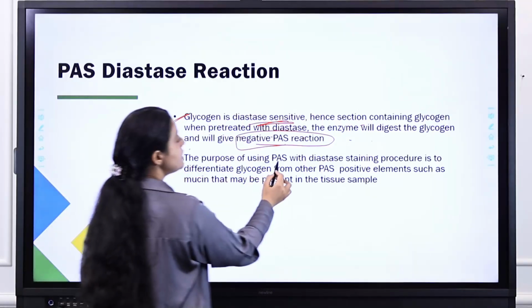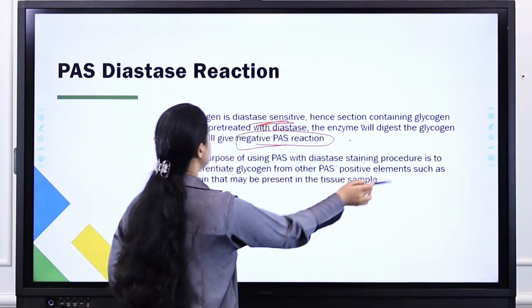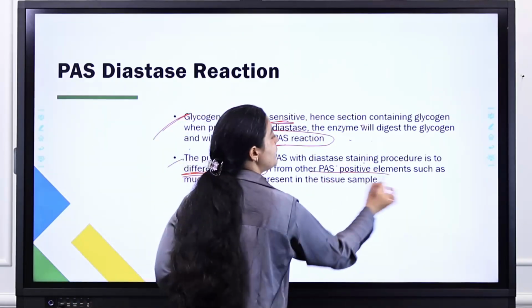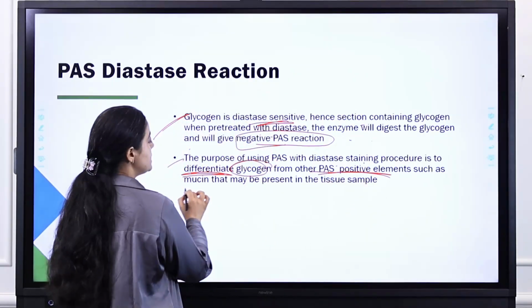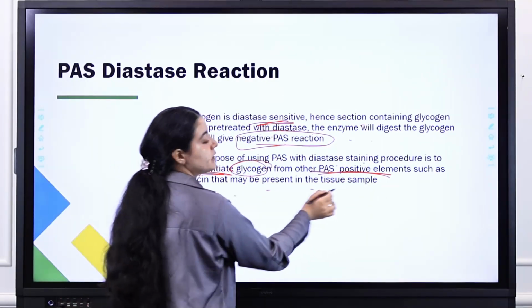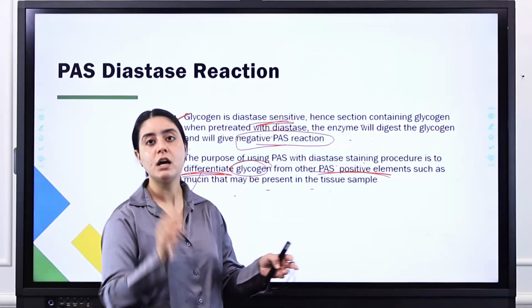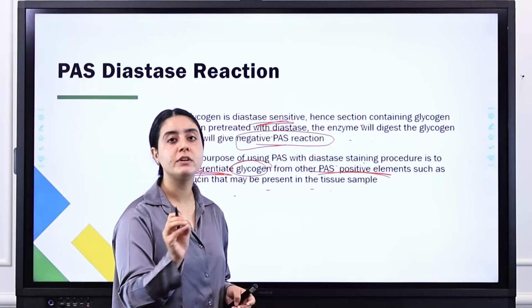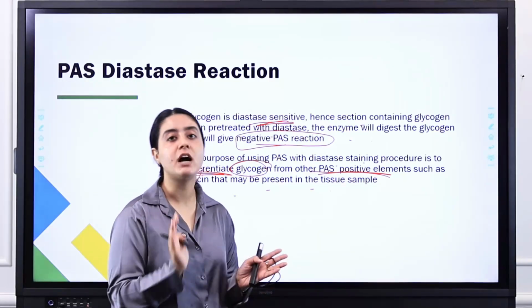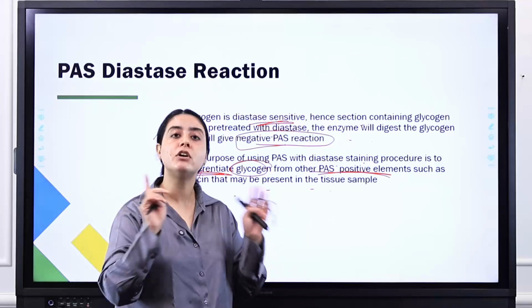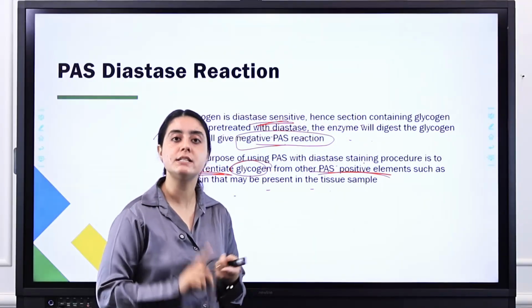The purpose of using PAS stain with the diastase staining procedure is to differentiate glycogen from other PAS positive elements such as mucin that may be present in the tissue sample. So there are certain substances such as mucin and glycogen which we can identify with the help of the PAS stain, but again we have to differentiate between glycogen and non-glycogen material. So for that we have to perform diastase digestion.